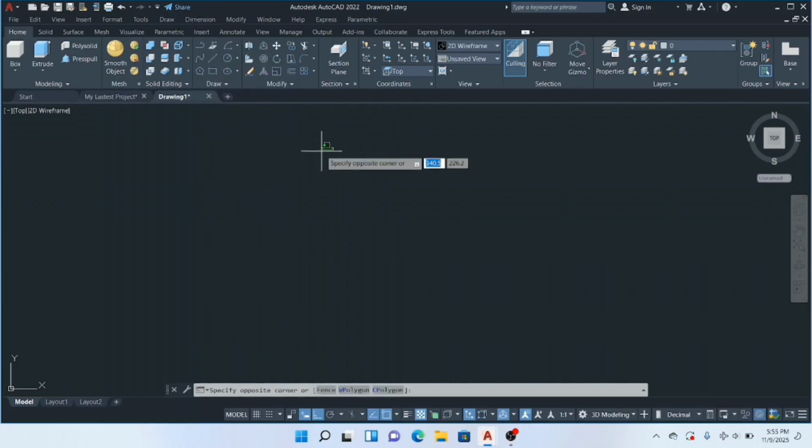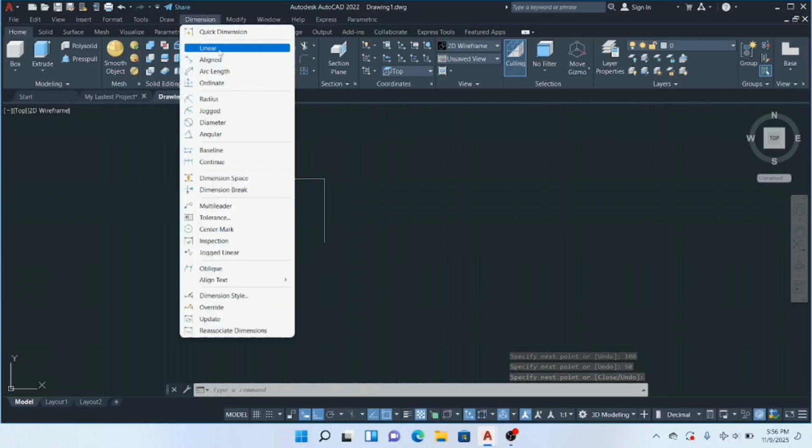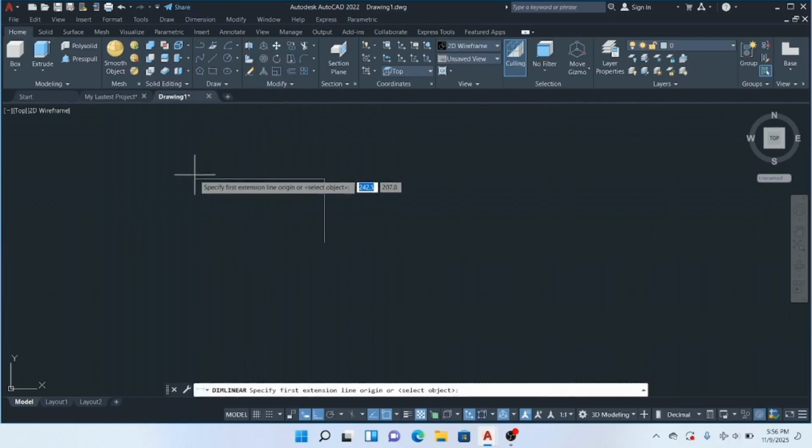which is used to measure and display the linear distance value of a line or between 2 points. The linear dimension can be horizontal or vertical. So for the linear dimension, I'm going to draw a line with a distance of 100, the horizontal line, then the vertical to be 50. Then I'm going to use the linear dimension to determine the dimension of the horizontal line.